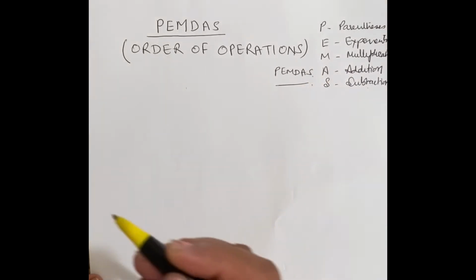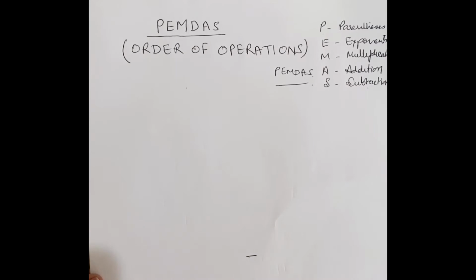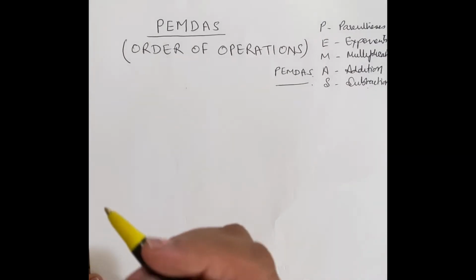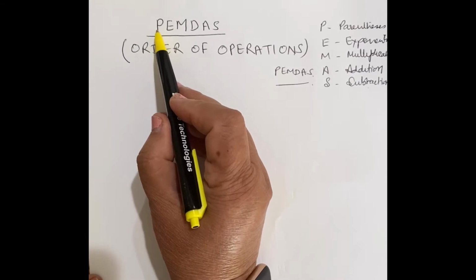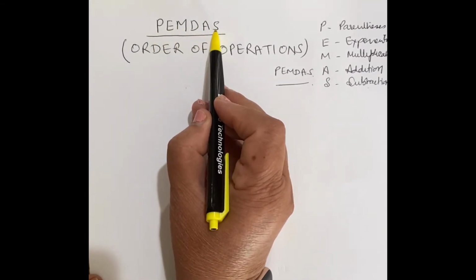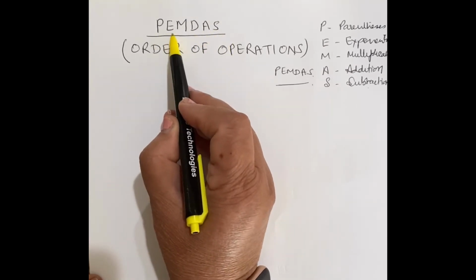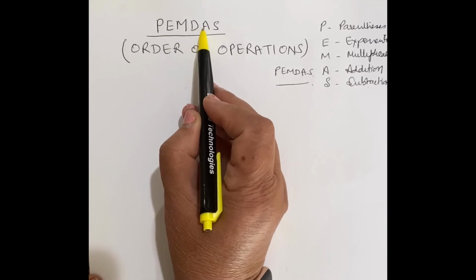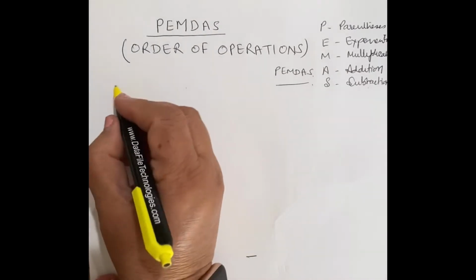To calculate expressions in an easy way, we use this formula. We can remember it by "Please Excuse My Dear Aunt Sally." It's the way to remember. Please excuse my dear Aunt Sally. Now we will take an example.